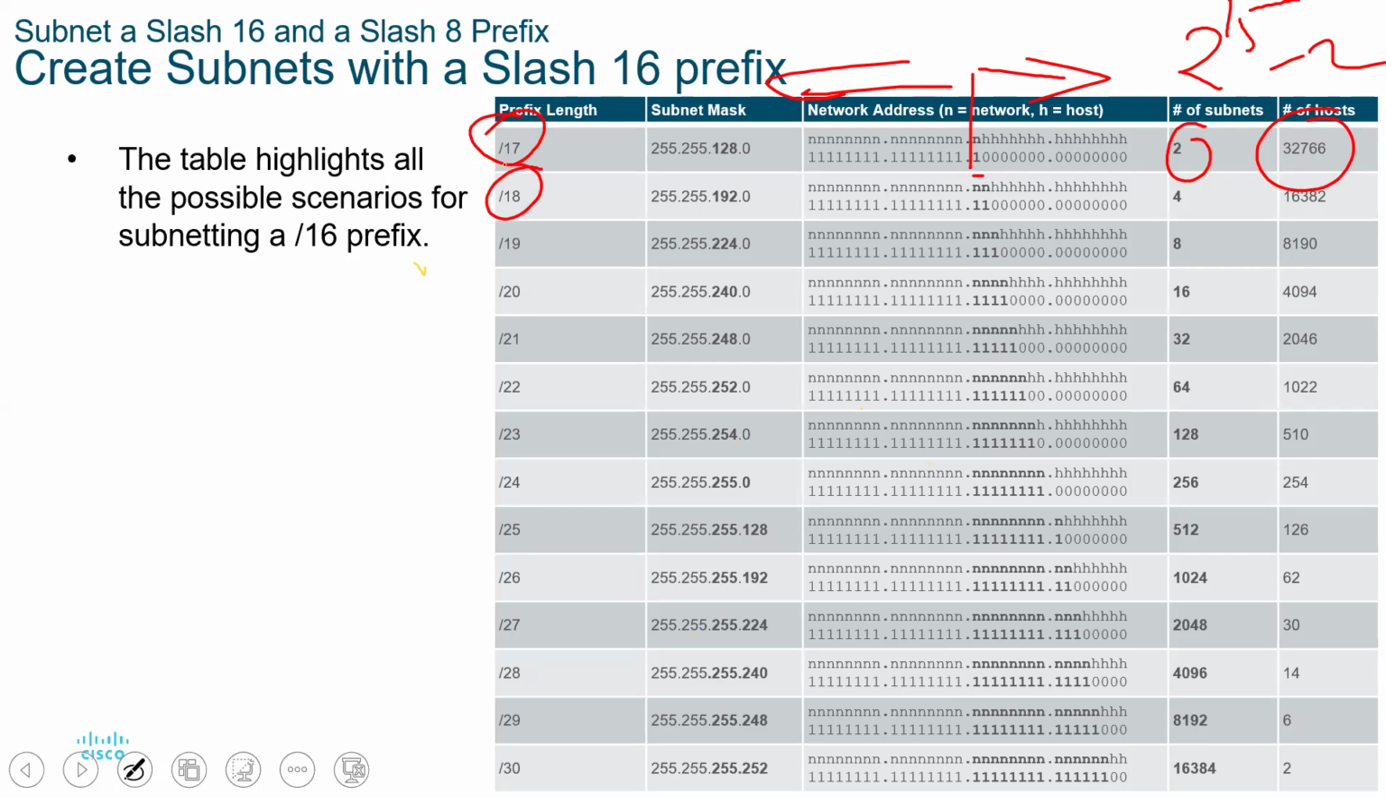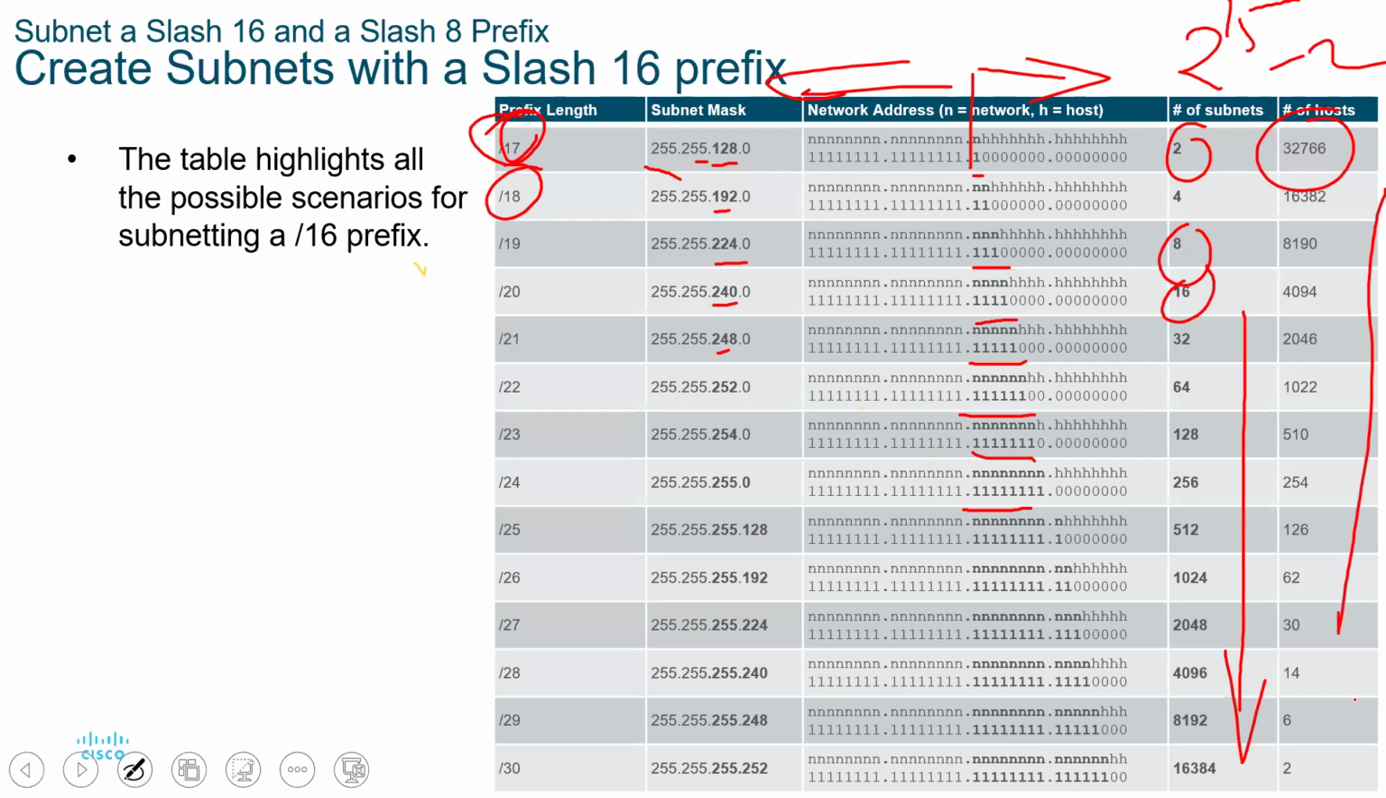If you do /18, now observe the subnet mask 255.255, the values that are changing are from 128, 192, 224, 240, 248, and it goes like that because of the number of bits that are borrowed. As the number of bits being borrowed increases, the number of subnets increases down the ladder, and the number of hosts decreases down the ladder. So that is how it works.